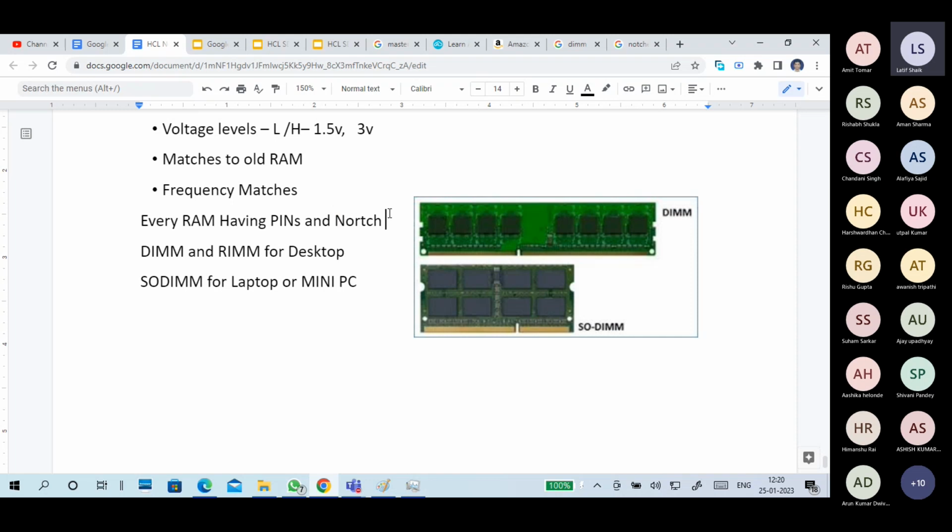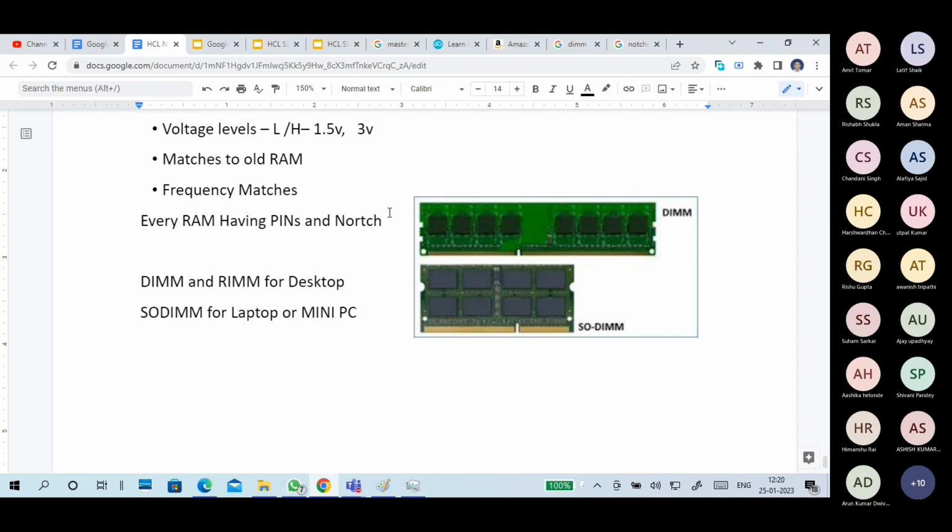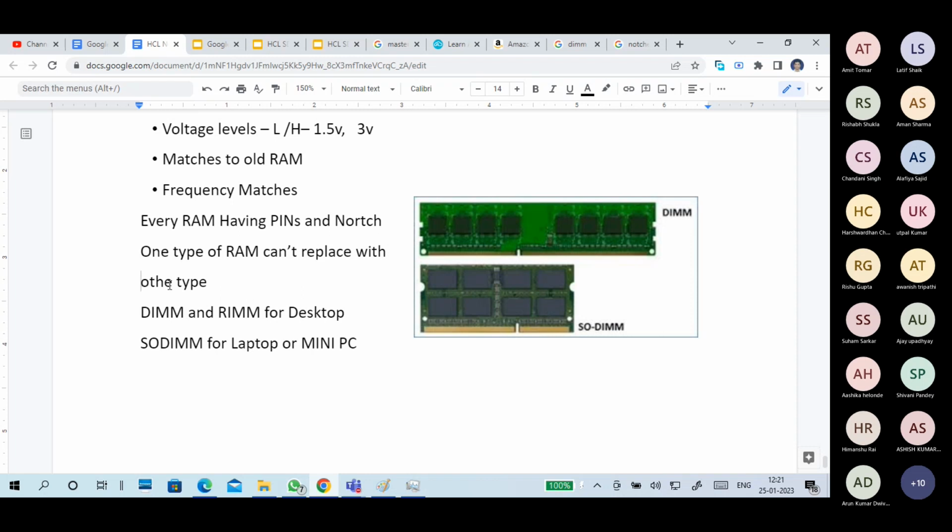One type of RAM cannot be replaced with another type. For example, DDR3 with DDR4.